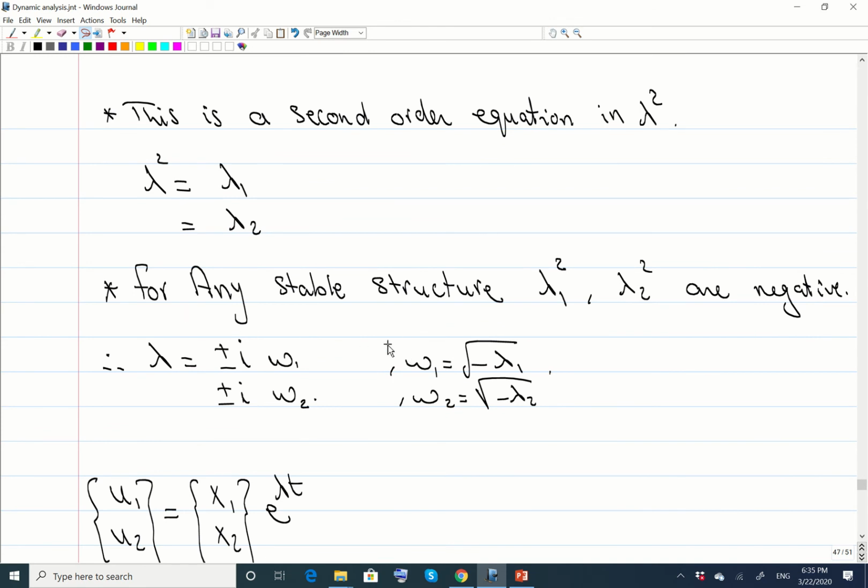Okay. For any stable structure, actually lambda 1 squared and lambda 2 squared will be negative. That means that lambda 1 and lambda 2 will be imaginary values. So lambda 1 and lambda 2 will be imaginary numbers like this, multiplied by some value. Imaginary number multiplied by the omega, and omega is going to be the square root of lambda squared, okay? Lambda, sorry.